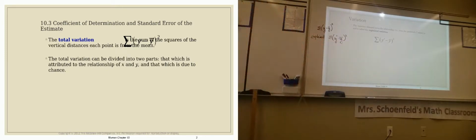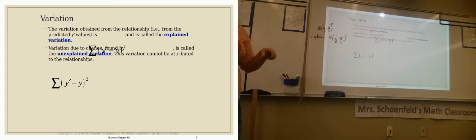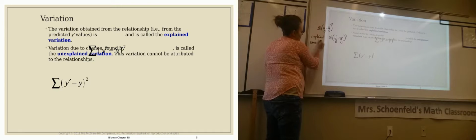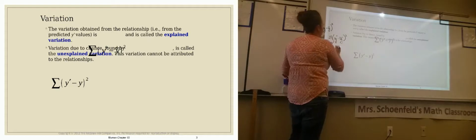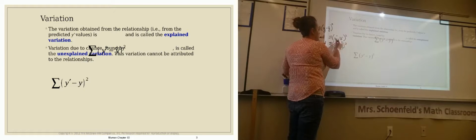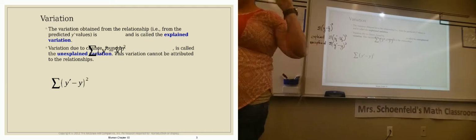Okay, there it is. The variation due to chance is called the unexplained. So the explained one and then the unexplained one. The unexplained part is y minus y prime, squared. So that one, the explained, has a y bar on it.